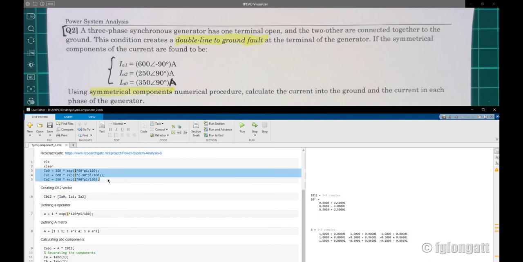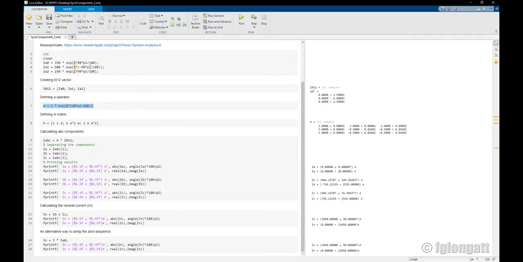You can see here I am using MATLAB code and complex numbers to define the positive and negative sequence currents. Then I define the symmetrical components vector. Then I define the operator A. You must remember that it's 120 degrees. This is the matrix A, and then it's very simple: to calculate ABC, you multiply the symmetrical components vector by the matrix A. If you run the script, you can see the results.